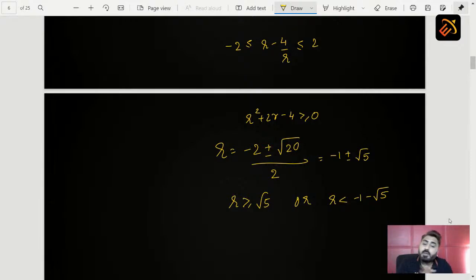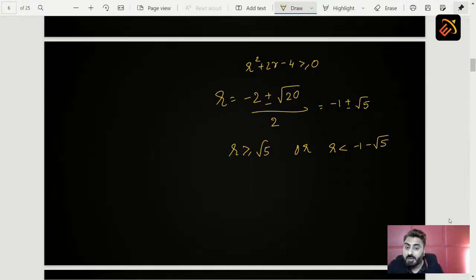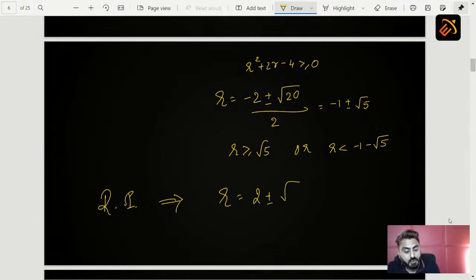Now if you consider the right inequality, तो right inequality में यहाँ पे r² − 2r − 4 is less than 0 and r − 4/r is less than equal to 2. So यहाँ पे जब हम right inequality consider करेंगे तो हमें उसके लिए रूट जो मिलेंगे, वो रूट क्या हो जाएंगे? वो रूट हमारे लिए हो जाएंगे (2 ± √20) अपॉन 2 which is 1 ± √5.